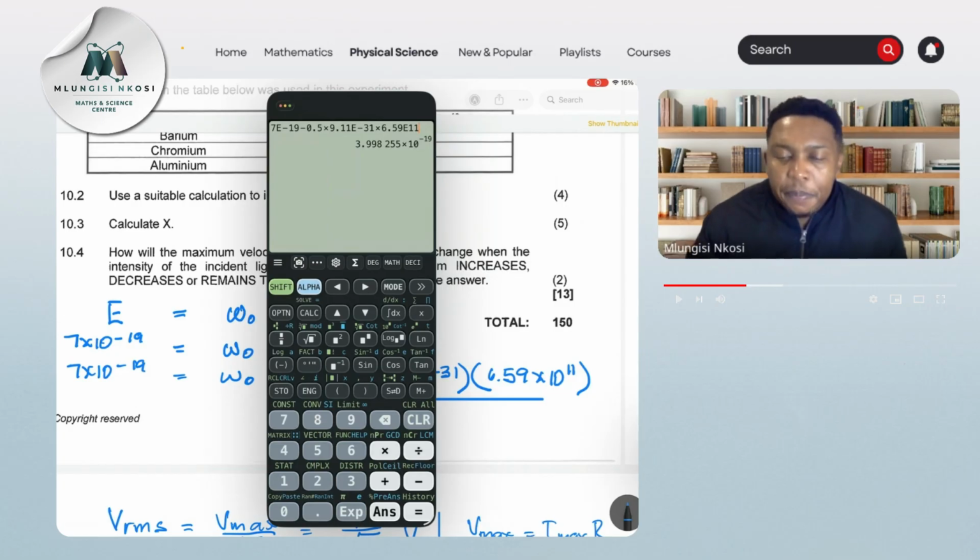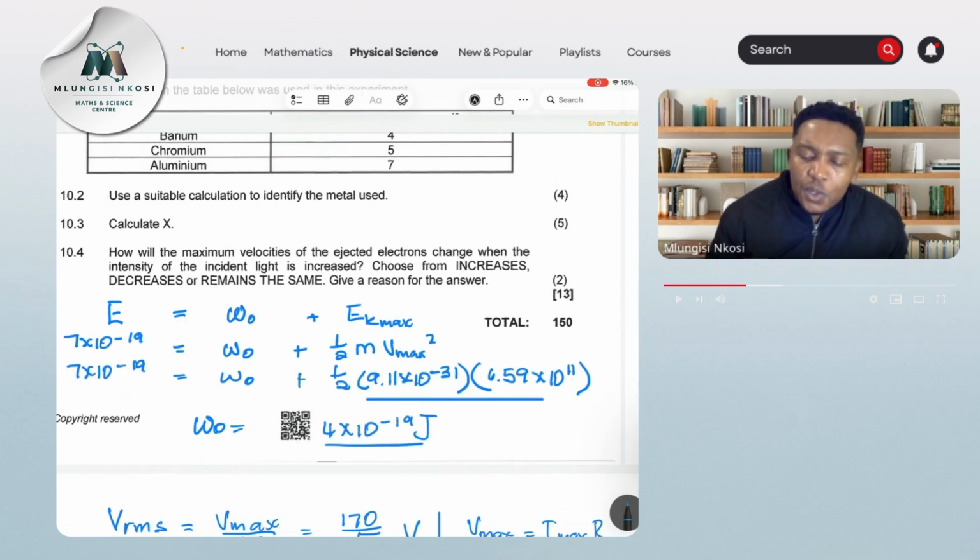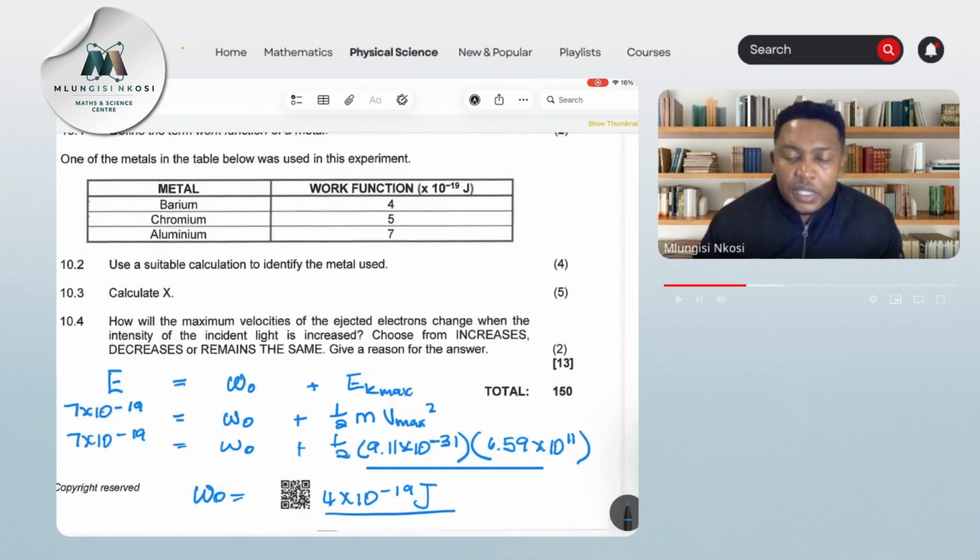Right, and I get 3.998, which is approximately 4. Okay, and our work function is 4 times 10 to the power minus 19 joules. And ladies and gents, you can see that our metal of choice there is barium.